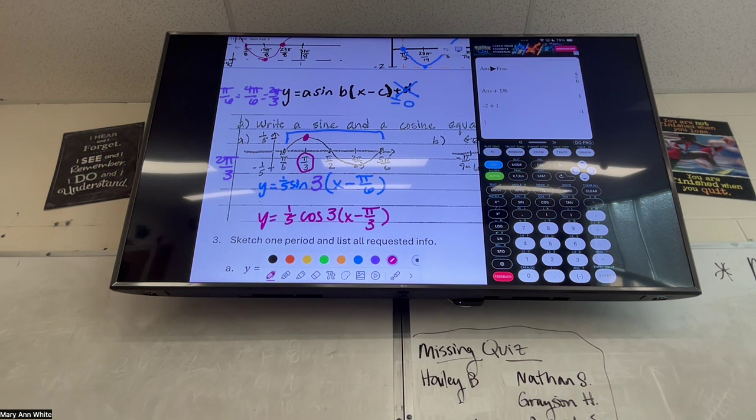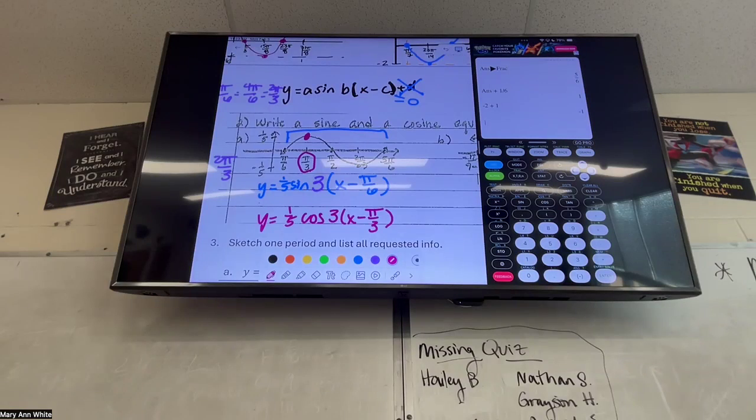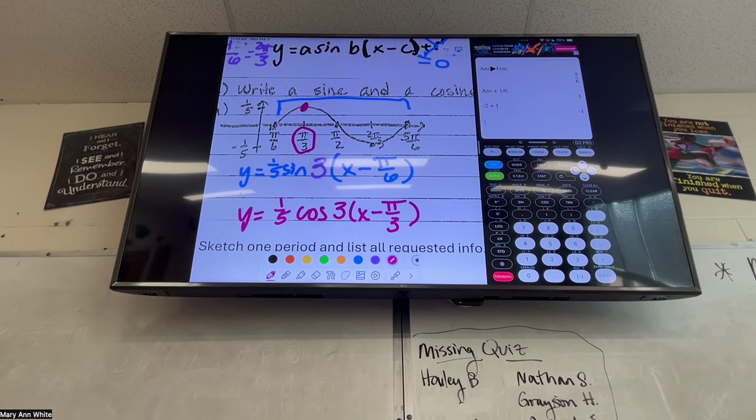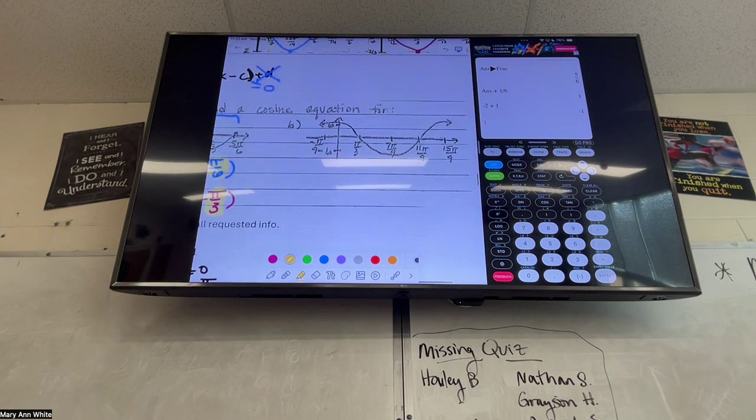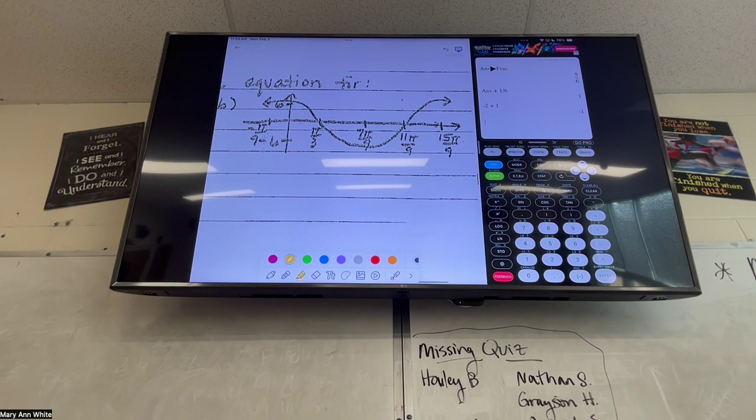Same idea there. That's it. The only difference between these two is your left and right movement. That's all the difference. When I look at this one, what does this look like? This one looks like a cosine. So we're going to start with cosine.